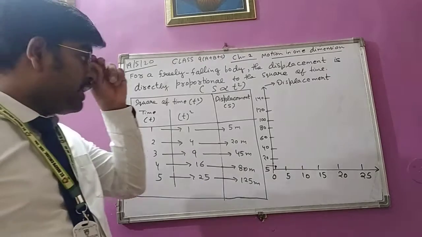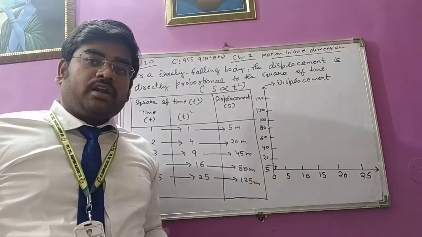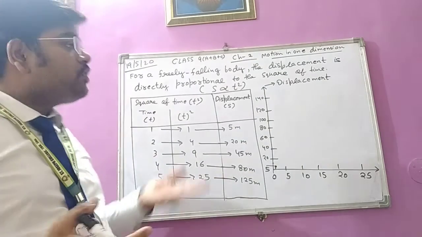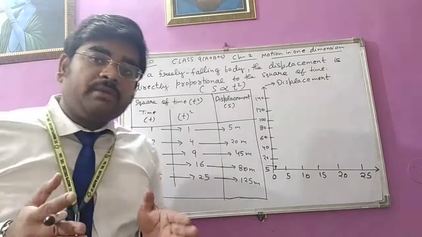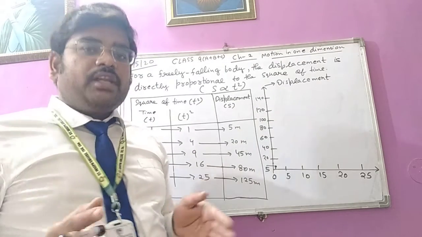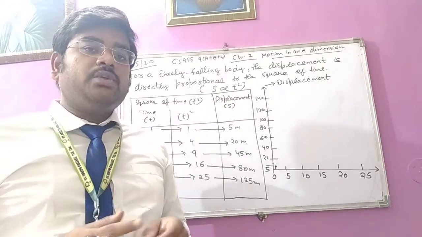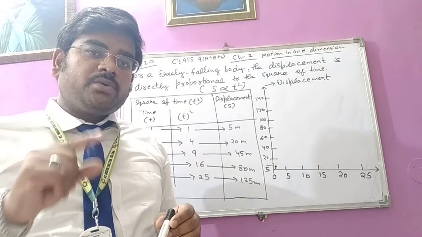Class, here I am explaining the ST square graph. That means the displacement and time square graph. For a freely falling body, the displacement is directly proportional to the square of the time.